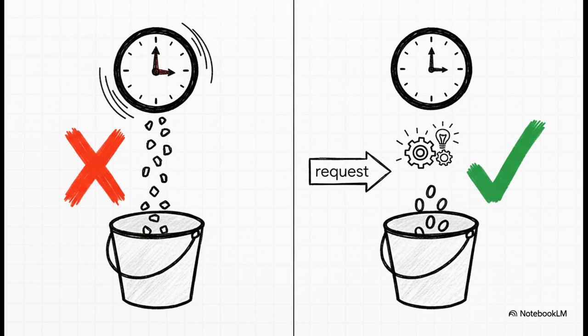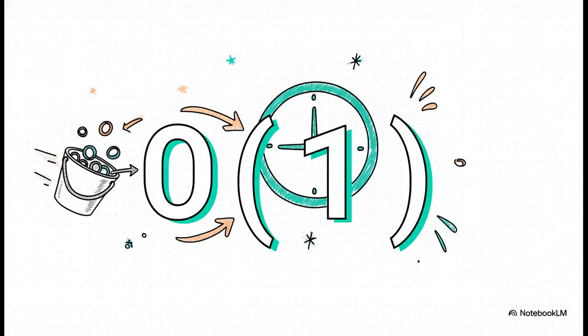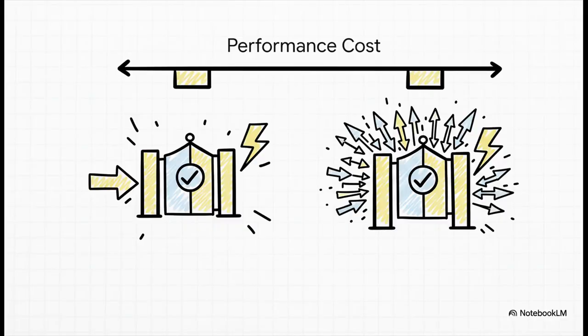The system doesn't do anything until a new request shows up. Then, and only then, it does a quick calculation. Okay, how much time has passed since the last check? Let's add that many tokens. It's incredibly efficient. And that lazy approach is what gives the token bucket its killer feature, its performance. We're talking O(1), or constant time complexity. So what does O(1) actually mean? It means that every single check is ridiculously fast.